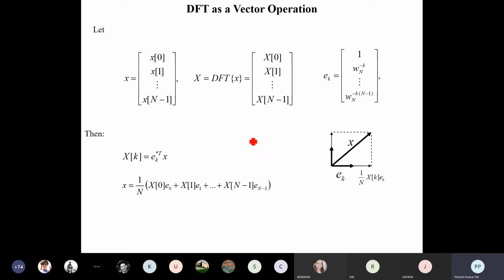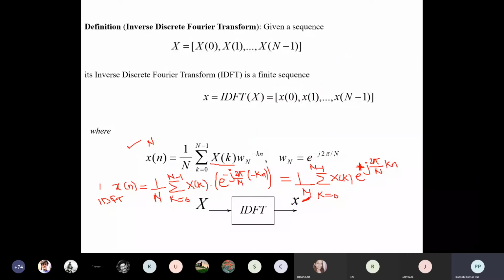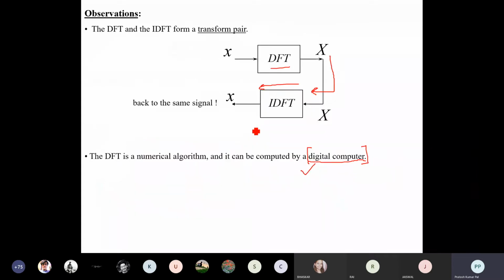So this is the expression of DFT and IDFT. So we will be taking an example. Okay, so suppose we take an example and you need to find out.